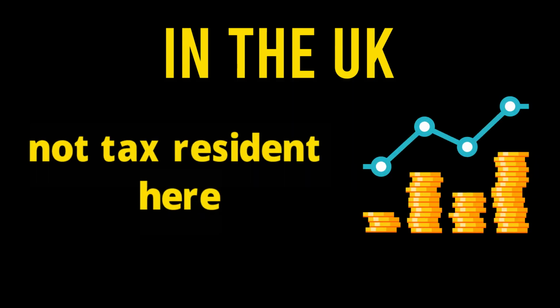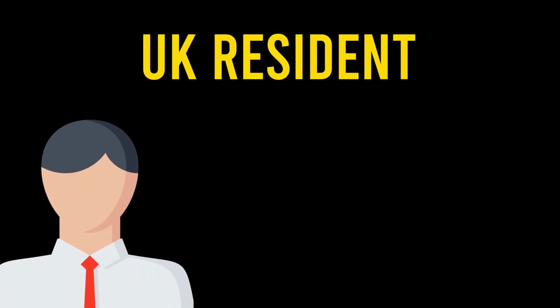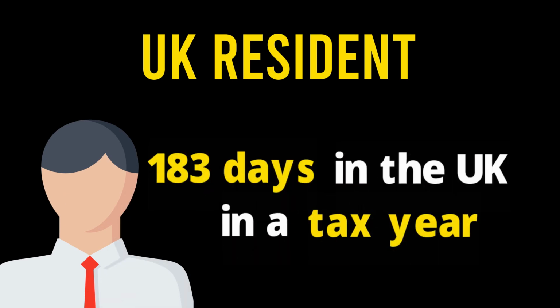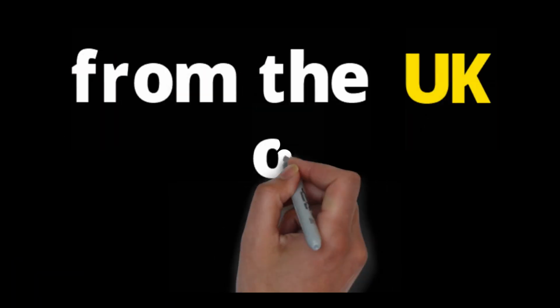If you are in the UK but not tax resident here, then you only pay tax on your UK income and you will not have to pay tax on your foreign income. However, if you become a UK resident for tax purposes by spending more than 183 days in the UK in a tax year, then you pay UK tax on all of your income, whether it's from the UK or abroad.